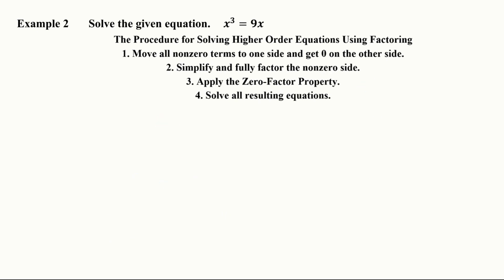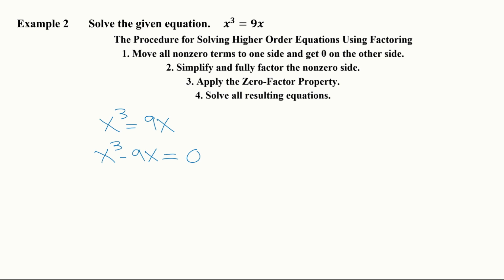Okay, here we're going to solve another equation, x cubed equals 9x. So we're going to follow the procedure. We start with x cubed equals 9x. We'll go ahead and move the 9x to the left side. Remember, change sides, change signs. We're basically adding negative 9x to both sides. So we end up with that.